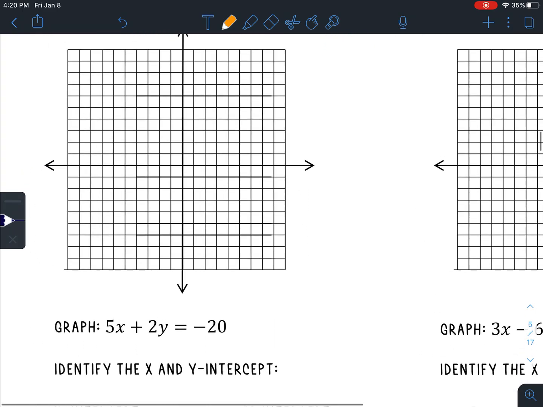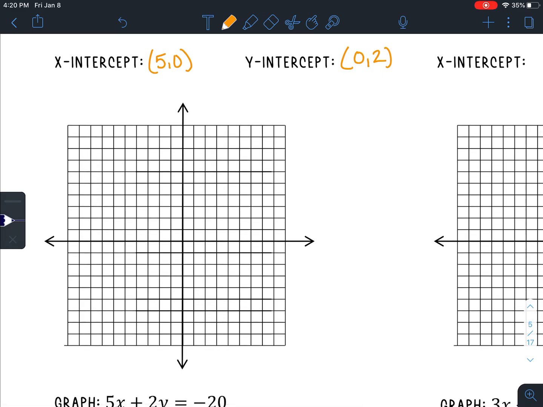Now it's great and all, lady, but how do I graph that? Like, that's what we're in right now. We're graphing. Okay, so let's talk about that.